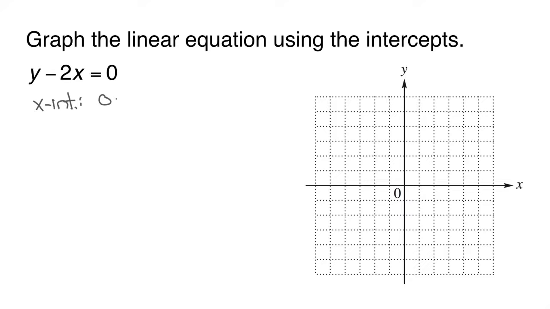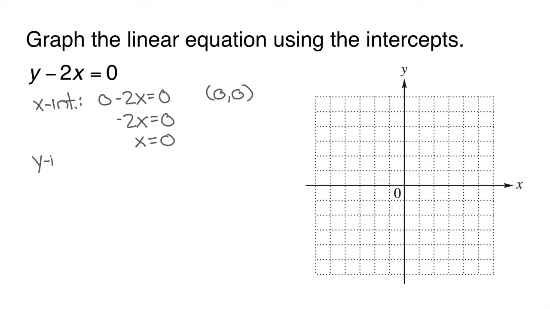We have 0 minus 2x is equal to 0. Simplifying, we have negative 2x equals 0. And solving for x, we divide both sides of the equation by negative 2 to get x equals 0. Therefore, the x-intercept is the point (0, 0).